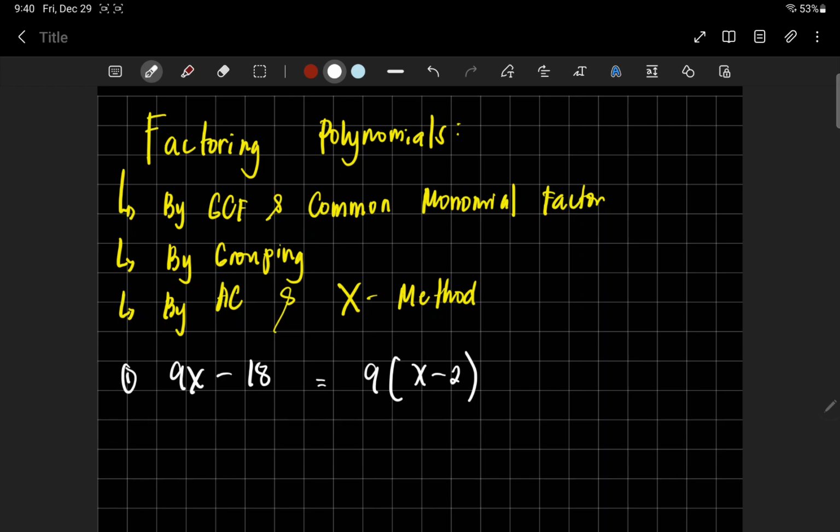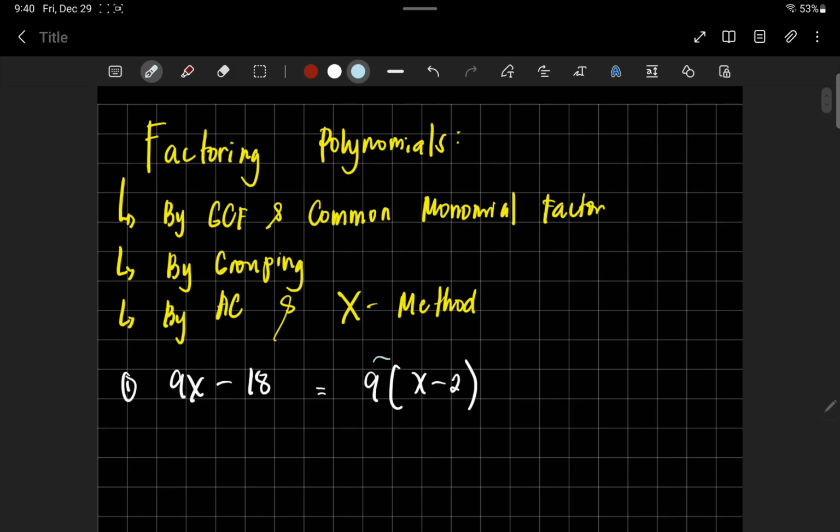So kumbaga, ina-expand lang natin yung ating given polynomials. Kailangan kapag kinuha natin yung answers natin dito, kapag sinimplify natin to, dapat babalik tayo sa original na polynomial natin. So 9 times x, that is 9x. Diba? And 9 times negative 2 is negative 18. So as you observe, bumabalik tayo sa ating polynomial. So yun yung purpose ng factoring polynomials. I-expand natin in a lowest form of polynomial yung ating given na polynomials.